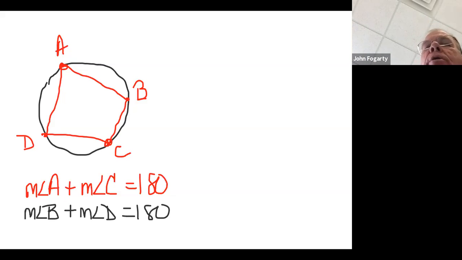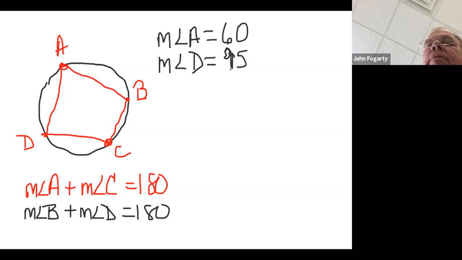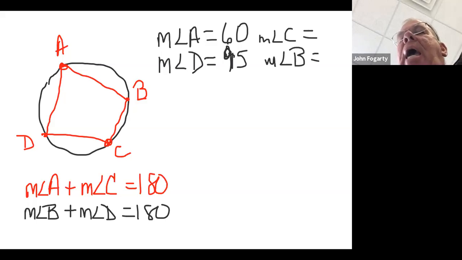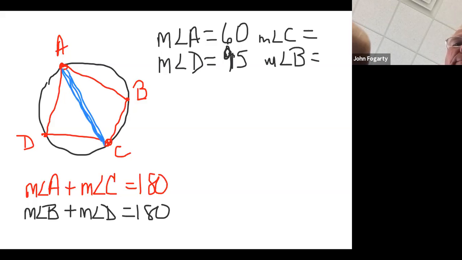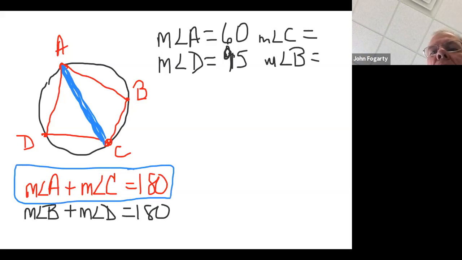So if I said to you, the measure of angle A equals 60, and the measure of angle D equals 95. And I said to you, what's the measure of angle C? And what's the measure of angle B? All righty, that's easy enough. Well, what do I know about A and C? A and C are opposite. So they are supplementary. All righty, so just write that.